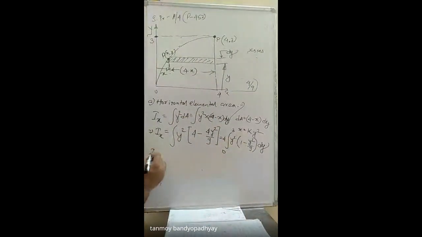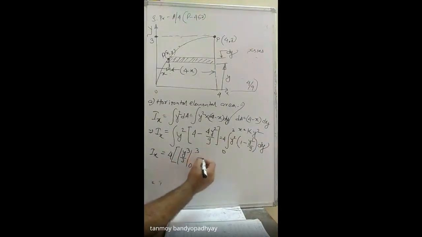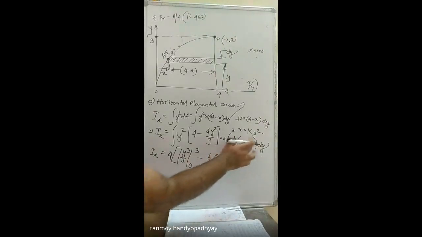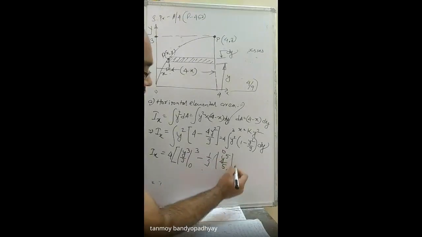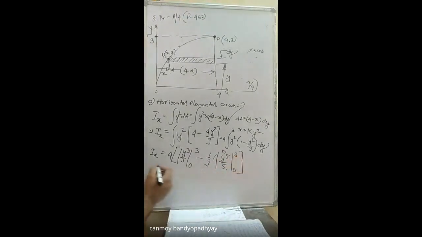So now if I do the integration, so Ix will be equal to, I hope you can do this one. So 4 is outside. This is y square dy, so this is y cube by 3, y varies from 0 to 3, minus 1 by 9, this is y square into y square dy, y to the power 4 dy, so this should be y to the power 5 by 5, and y varies from 0 to 3. So you complete this one and check what is the value of Ix you are getting.